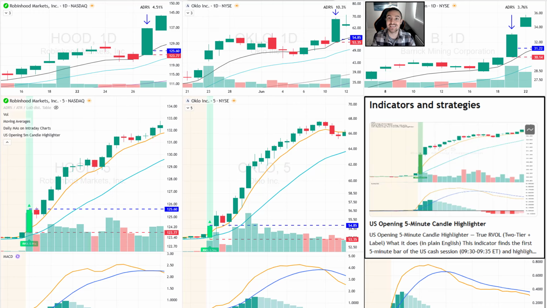I've just coded an indicator on TradingView, which I think could be the number one most useful indicator when looking for A+ breakout opportunities on a daily basis. So that's what I'm going to take you through, how to use this new indicator that I've coded. It's absolutely free to use on TradingView.